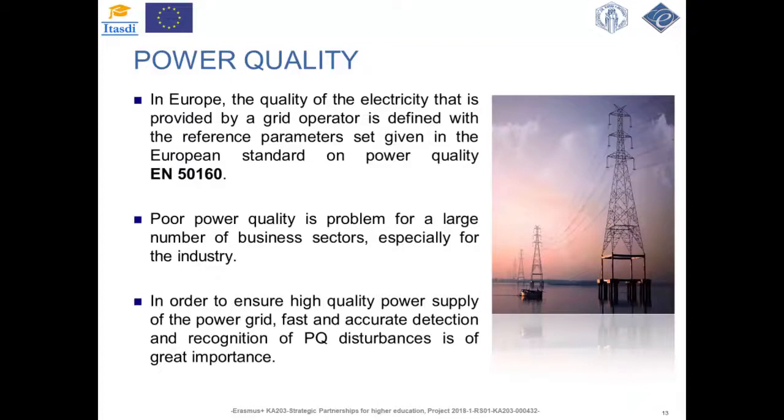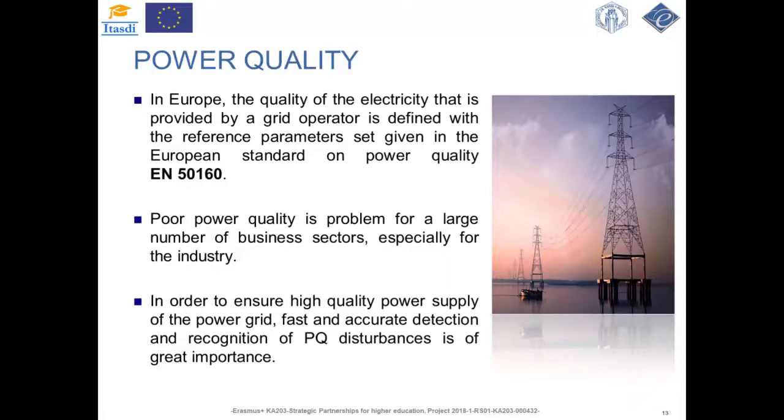In Europe, the quality of the electricity that is provided by a grid operator is defined with the reference parameter set given in the European Standard on Power Quality, EN 50160. When the supply voltage is disturbed, a device draws non-sinusoidal currents and can cause many technical problems such as overheating, malfunction, and early aging.